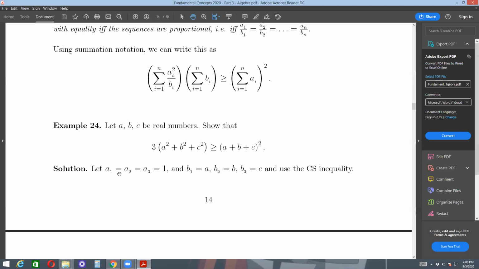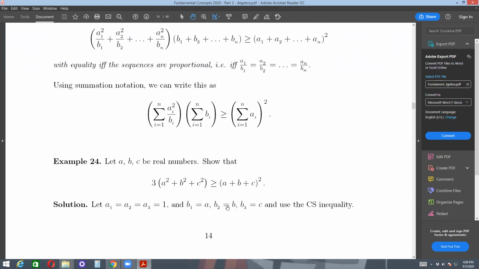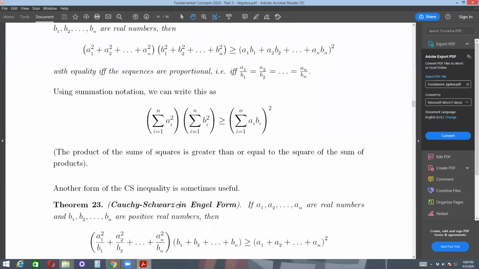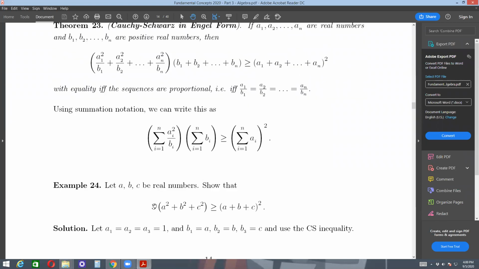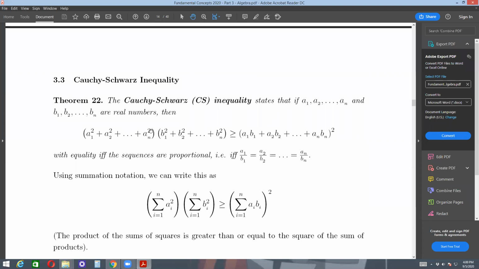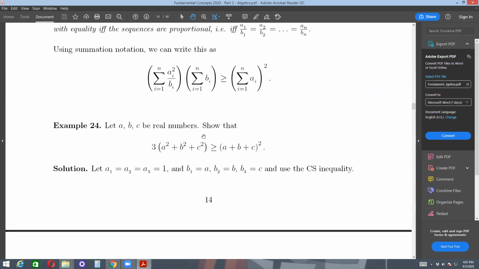So I have 3 terms in each, so it's sequences of 3 terms. If I let a1, a2, and a3 be 1, I'm going to get 1 squared plus 1 squared plus 1 squared, which gives me 3. And then if I let b1, b2, and b3 be a, b, and c respectively, I'll get this. On the right-hand side, remember, these are 1 and these are a, b, and c, so I'll get 1 times a plus 1 times b plus 1 times c, all squared, which is this. So this follows directly from the Cauchy-Schwarz inequality.